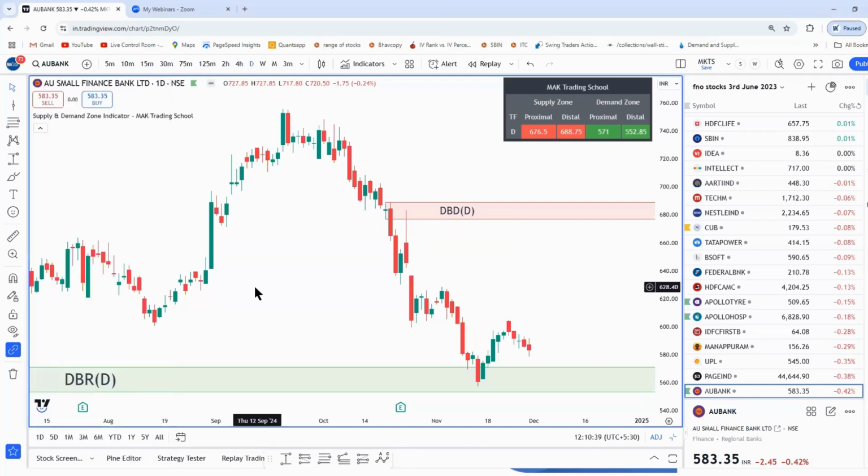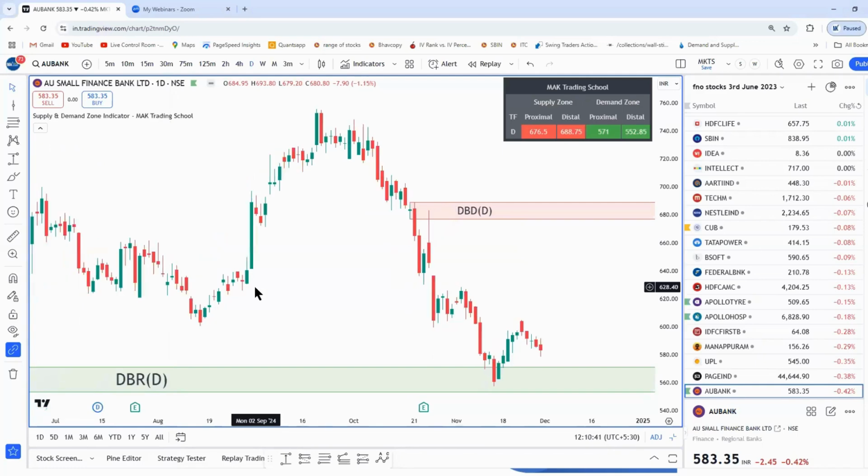So focus on having good reward to risk ratios, friends. So AU Bank, there were 2 good opportunities. One was on the daily time frame, which worked well in the past. Again, on a 125-minute, it worked well. Another trade was a good student trade.